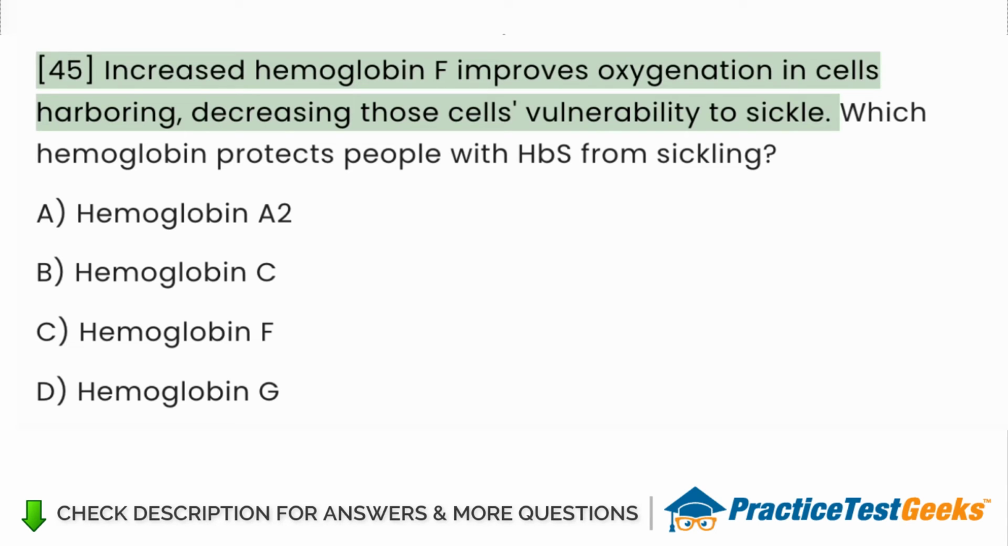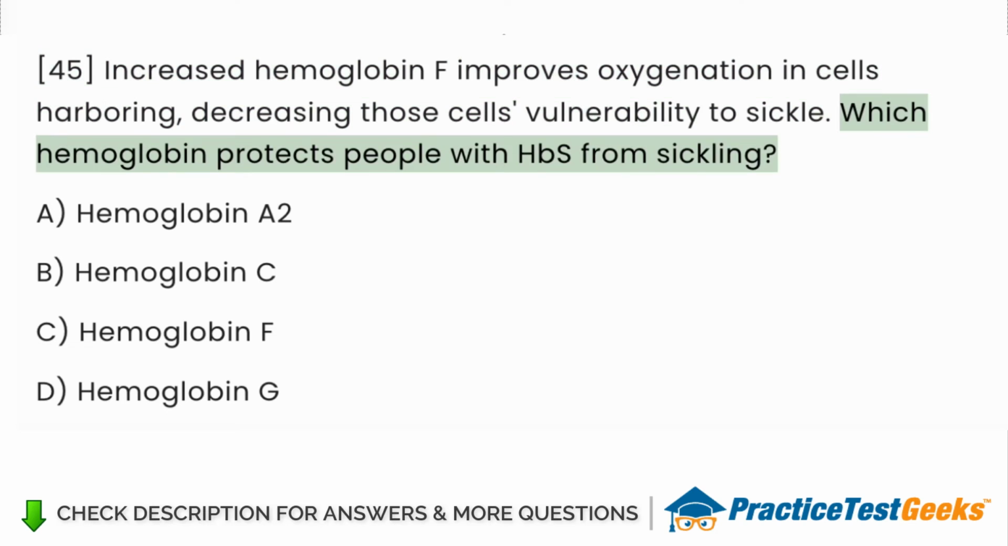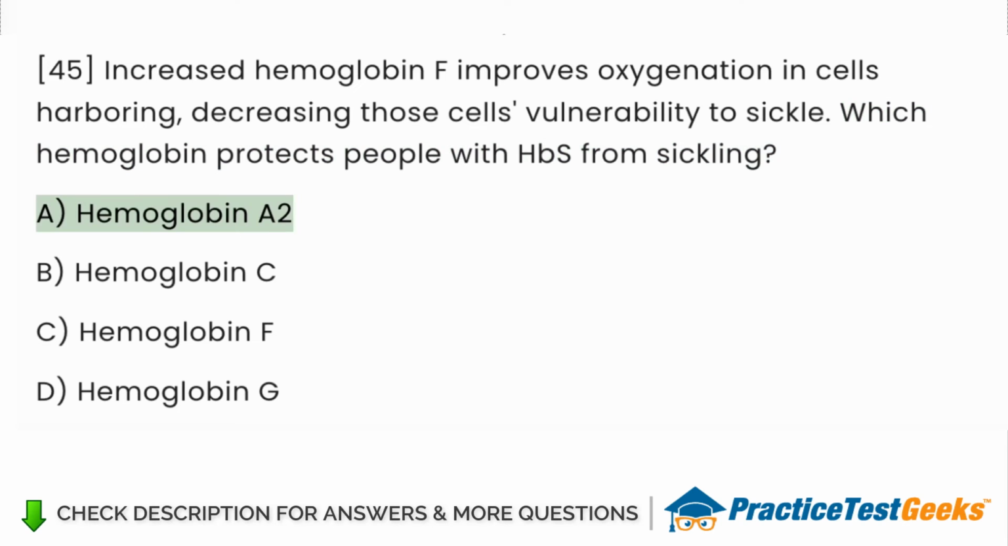Increased hemoglobin F improves oxygenation in cells harboring HbS, decreasing those cells' vulnerability to sickle. Which hemoglobin protects people with HbS from sickling? A. Hemoglobin A2. B. Hemoglobin C. C. Hemoglobin F. D. Hemoglobin G.